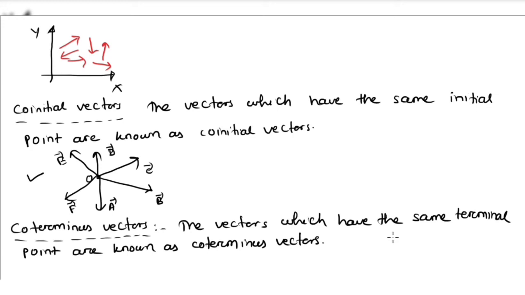For example, let me draw a diagram here. Look at this diagram here. You can see that a number of vectors are terminating at the same point O. So these are known as the coterminous vectors. Is that clear? Now we will talk about modulus of a vector.